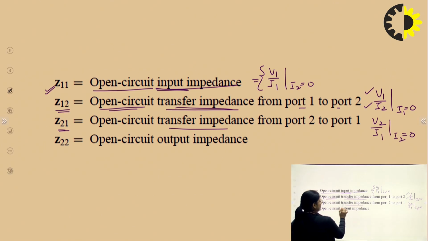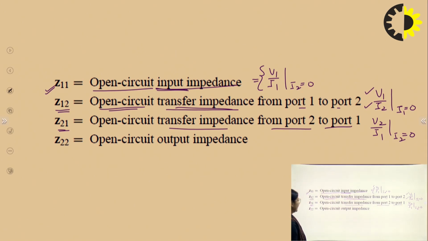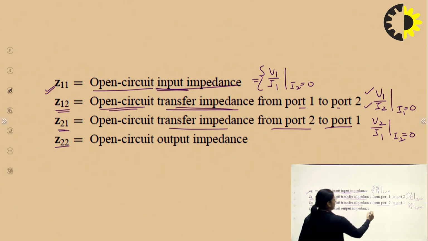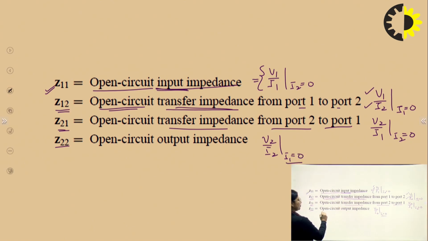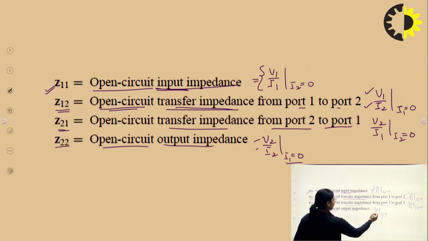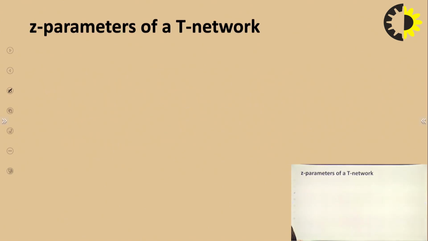So, open circuit transfer impedance from port 2 to port 1, and Z22 is V2 by I2 when I1 is equal to 0. So, I1 equal to 0 means open circuit port 1, and it is output impedance because both the variables are from the output port, right. So, now how can we calculate these Z parameters of a T network?